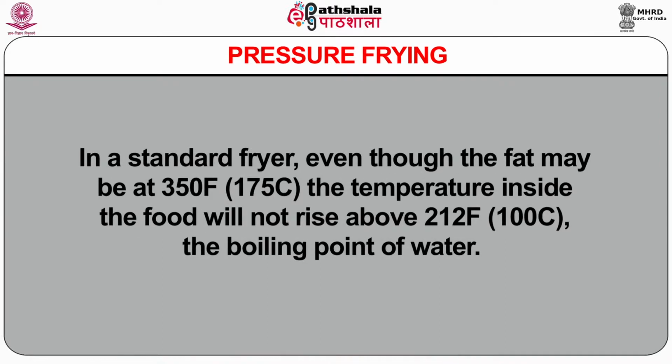In a standard fryer, even though the fat may be at 350 degrees Fahrenheit, 175 degrees Celsius, the temperature inside the food will not rise above 212 degrees Fahrenheit, 100 degrees Celsius, the boiling point of water. In a pressure fryer, this temperature is raised and cooks the food much faster without excessive browning. At the same time, the fat temperature could be lower, 325 degrees Fahrenheit, 165 degrees Celsius.